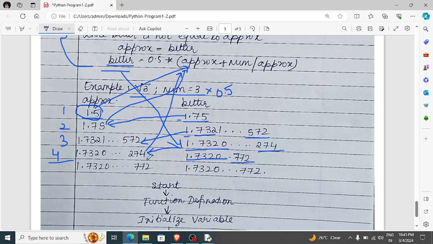1.7320772. Now this is again not equal to the approximate value, they are both not equal, so I will substitute this again in approximate. This approximate value is substituted again and I get a better value as 1.7320, some numbers, 772. Now you see that these two are equal, so at the fifth iteration you will see that 1.7320 is equal to 1.7320.